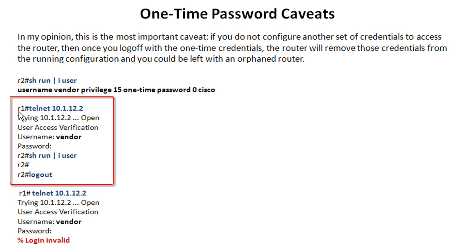so we access it from R1, we telnet in, we use these credentials, and when we use these credentials, remember that iOS is going to remove them from the running configuration. So now when I issue the show run include username, we can see there are no username password combinations configured on this router, and I go ahead and log out.